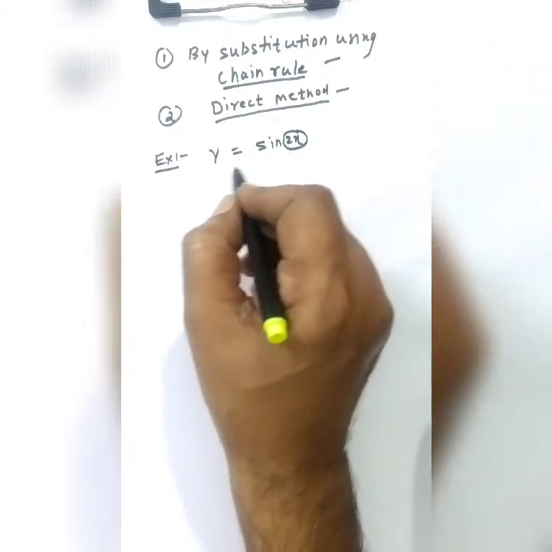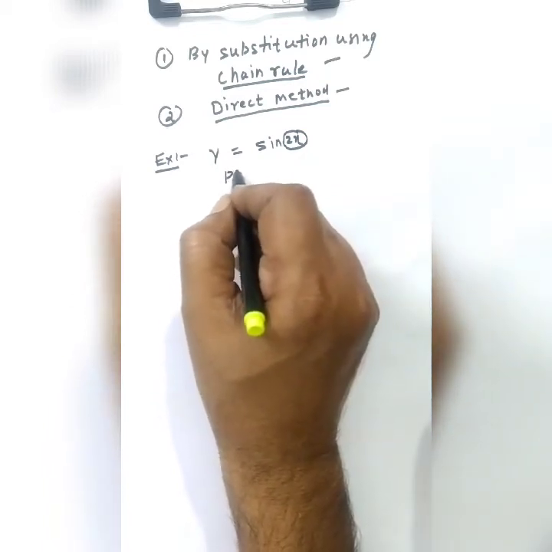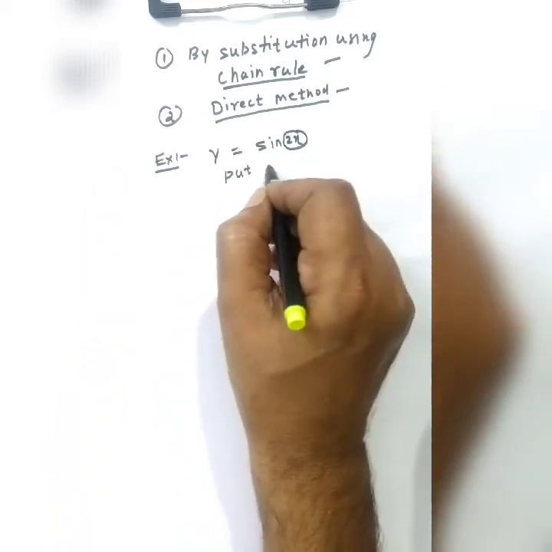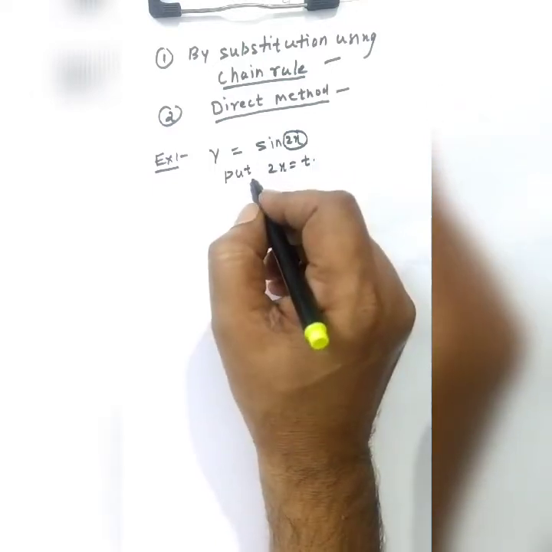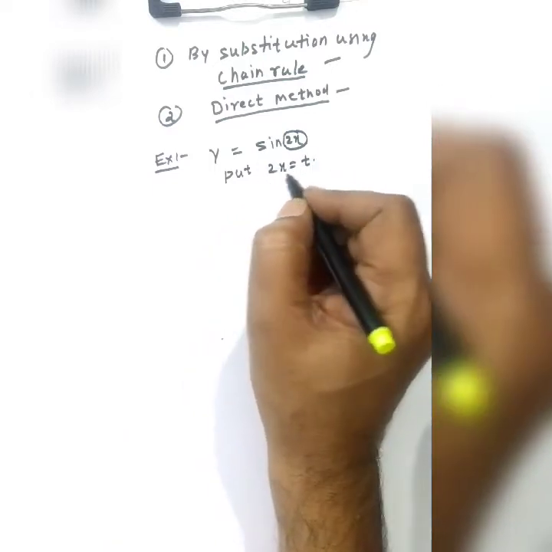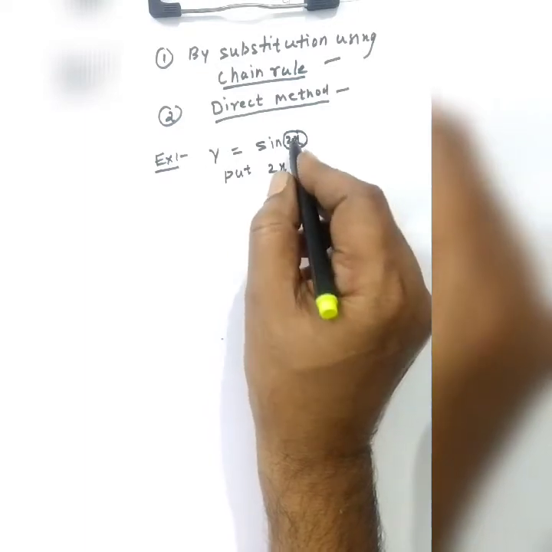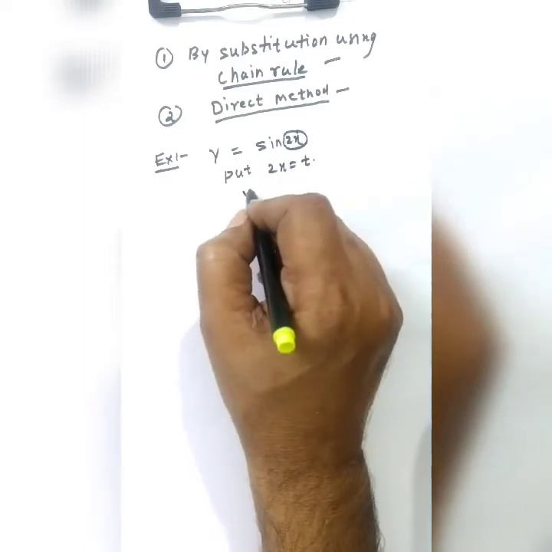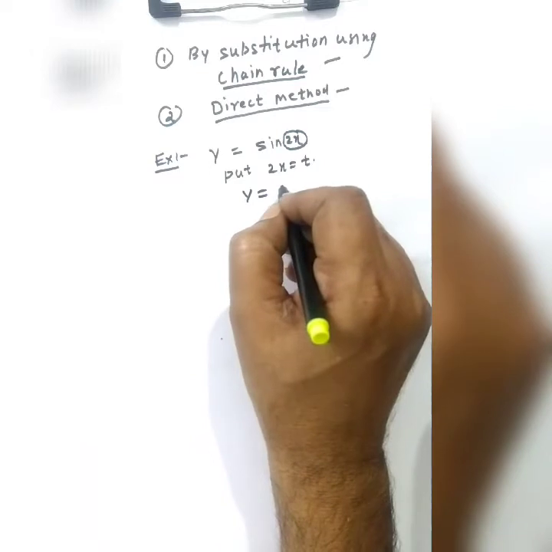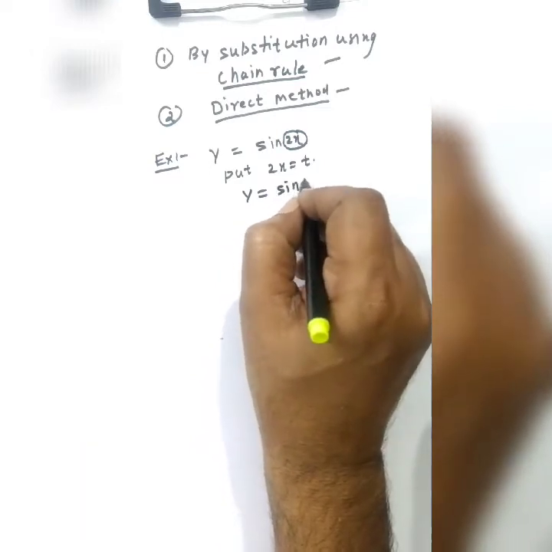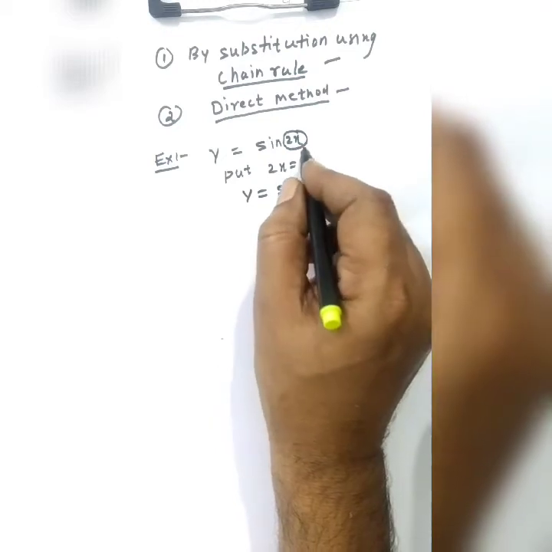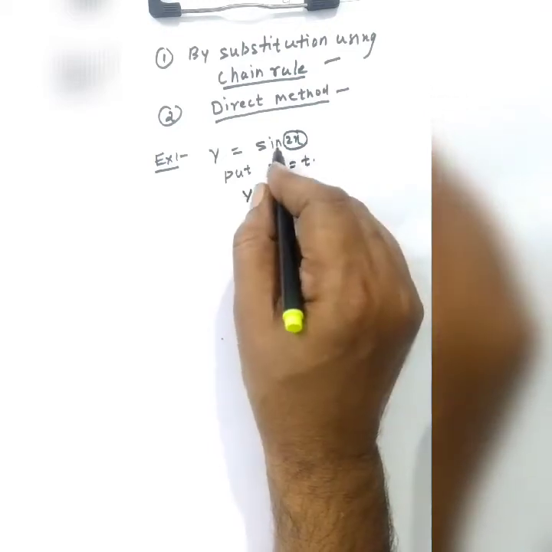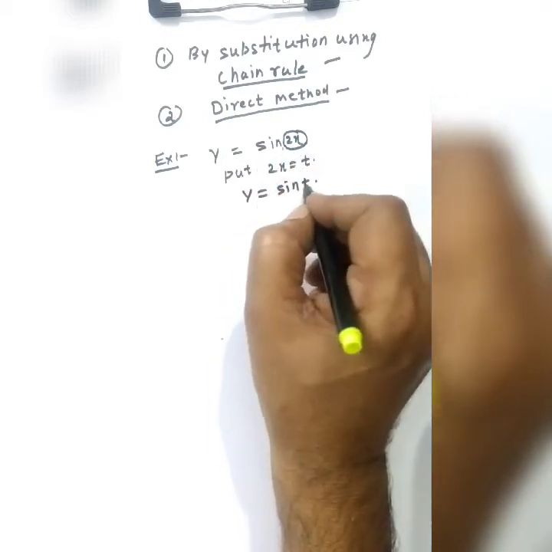So we have to go for substitution, that is, put 2x equal to t. To go for substitution, put 2x equal to t. When you put 2x equal to t, what happens to the given function? The given function becomes y equals sin t. So I've gone for the substitution. 2x equal to t, then y equals sin 2x becomes sin t.